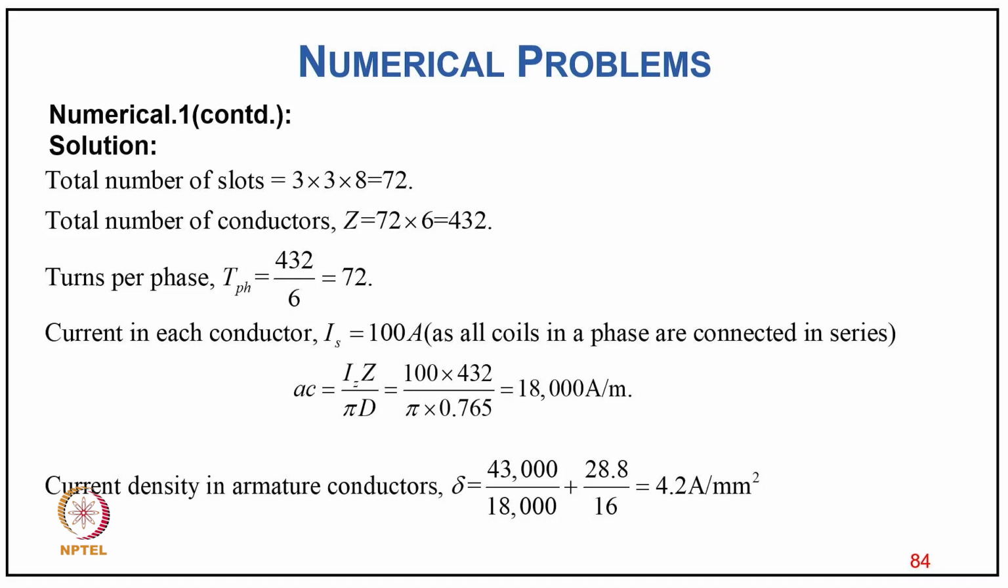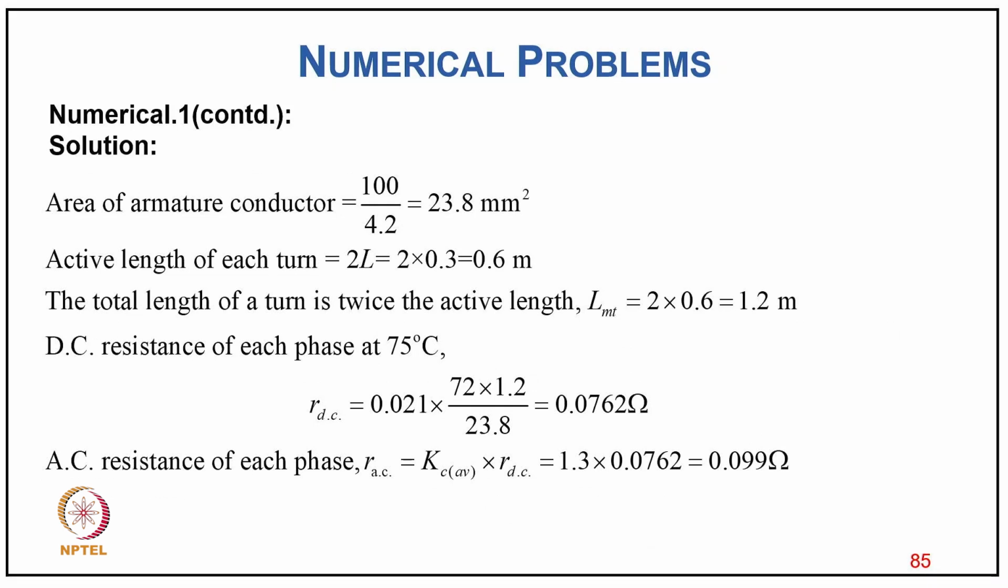So small AC is IZ divided by pi D, putting the values it comes 18,000 ampere per meter, and current density in armature conductor delta is 40,000 divided by 18,000 plus 28.8 by 16, so it comes 4.2 ampere per millimeter square. Now coming to area of the armature conductor, that is current divided by current density, so 100 by 4.2, that is 23.8 millimeter square, and active length of each turn is 2L equal to 2 into 0.3, that's 0.6 meter, and total length of the turn twice the active length, so LMT equal to 2 into 0.6, that's 1.2 meter.